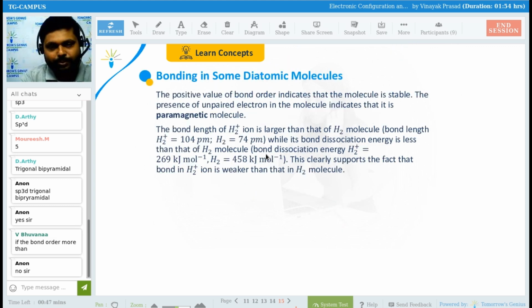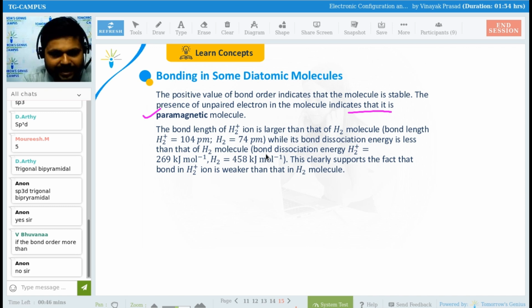So you can see here, the positive value of bond order indicates that the molecule is stable, right? The presence of an unpaired electron in the molecule indicates that it is a paramagnetic molecule. Getting my point, everyone? Is it easy now? Any problem till here, anyone?